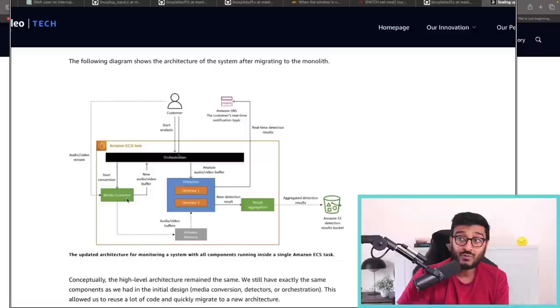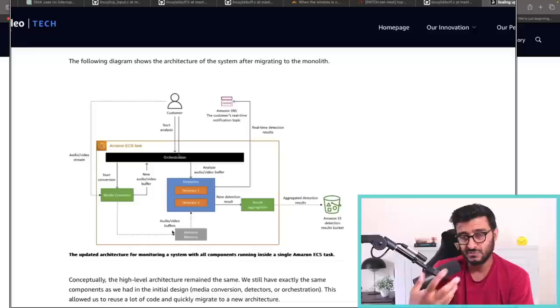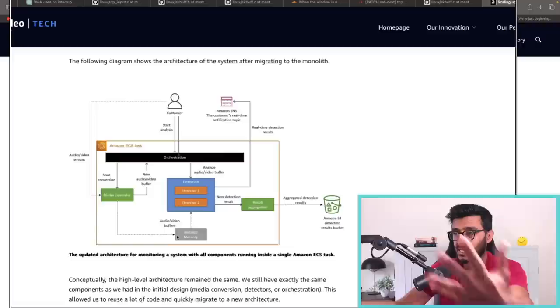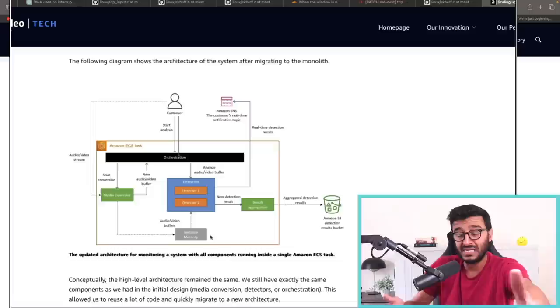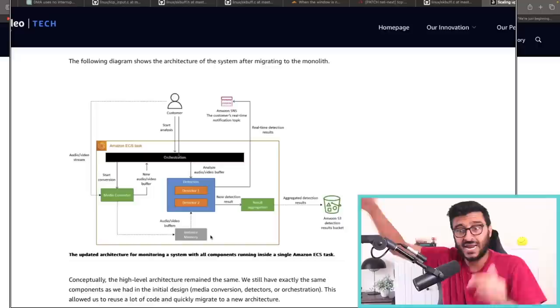But what did the media conversion do? They also write in memory. It wrote these frames and the decrypted audio in memory. Beautiful, because in memory it's in this process heap, right? So assuming this is just a single process, even if it can be different processes, that's fine. But then this in-memory storage could be a shared memory pool, and multiple processes can access that, that's fine. It still is fast, right?